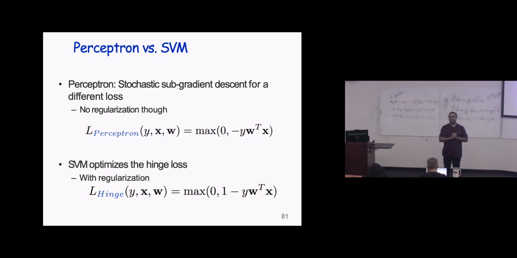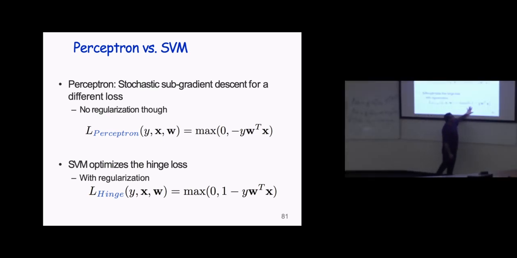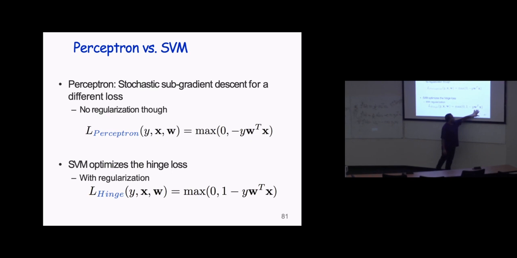But there is one problem. What is that? Yes? Kernel trick is n squared. That's one problem, definitely. That's an efficiency problem. But right now, can you plug in the kernel function here directly?